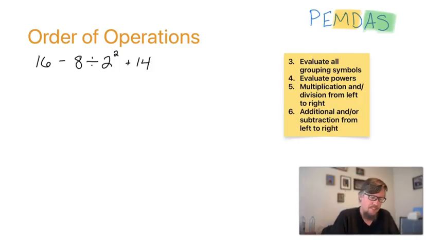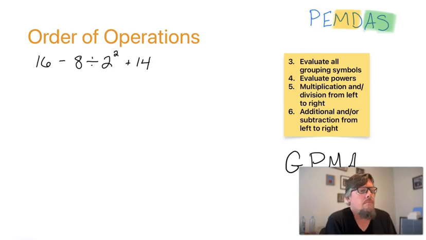So if you were going to rewrite this as something like PEMDAS, I would say do G for grouping, E for exponents, or you could do P for powers. Then multiply, divide, which I would just call it an M, multiply, divide, and then add, subtract. So GPMA, that's my new one.